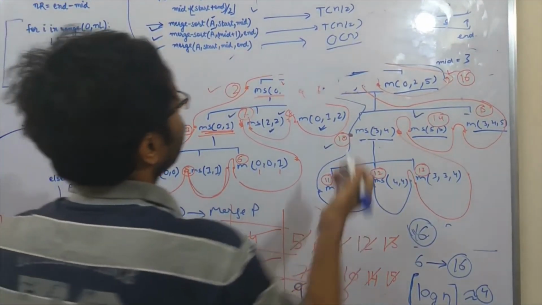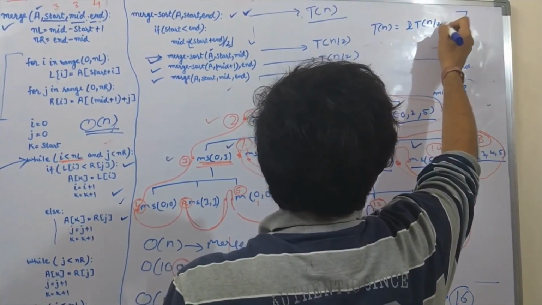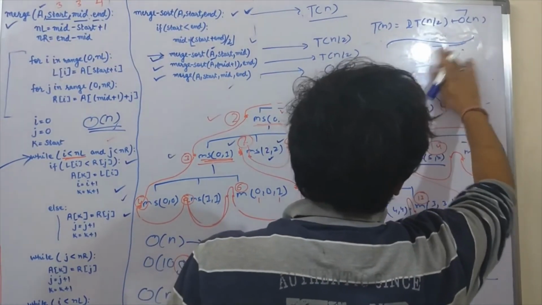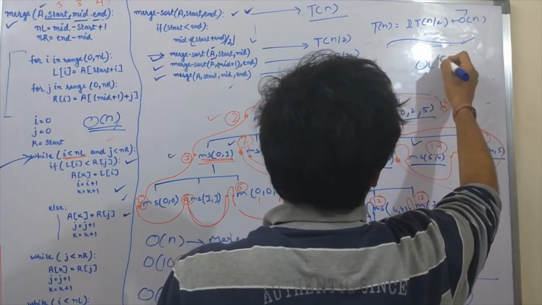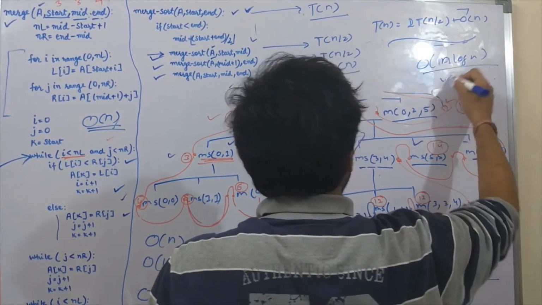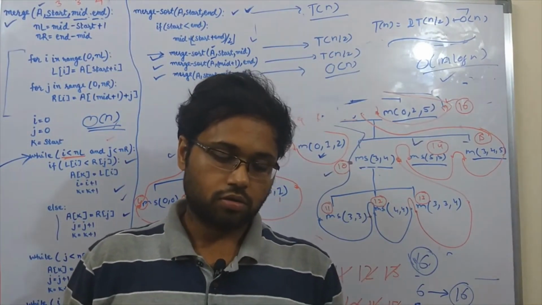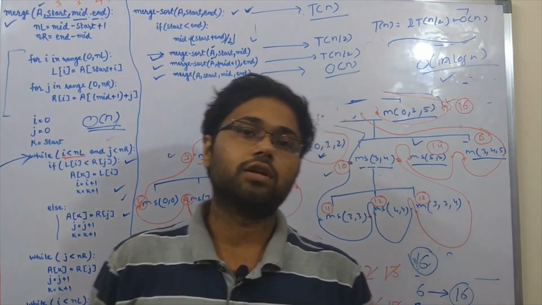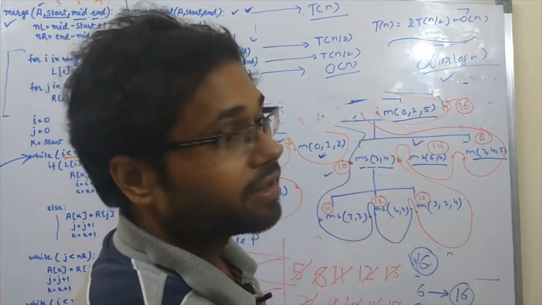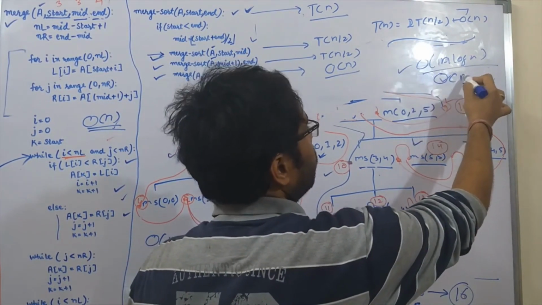The equation is, T of n equals 2T of n by 2 plus order of n. The time complexity for this type of equation is order of n log n. This is from the Master's theorem that we have already seen in our previous lectures. You can refer to the Master's theorem, or I will give the details later also. So for the time being, the time complexity for the merge sort procedure is order of n log n, and the space complexity is order of n.